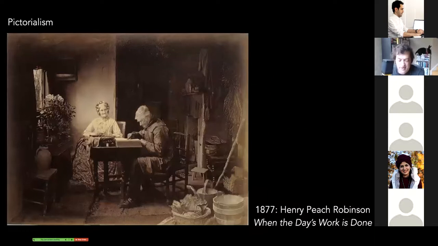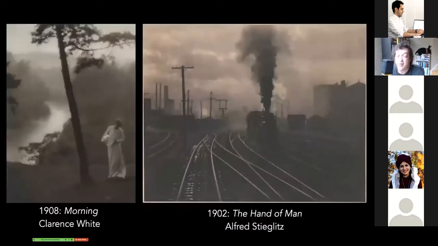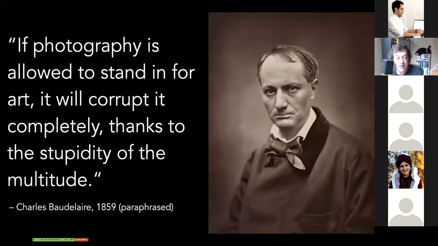And as these techniques developed, photographers found different styles and became more and more appreciated. And it took about 60 years until, I think in 1908, the first museum show showed photography as art. And this is after there had been decades of societies of photographers with their own journals and salons and so on. And they finally got recognition as these works really are considered art. On the other side, there were the traditionalists like the grumpy poet Charles Baudelaire, who wrote in a review of a photography salon in 1859 that if photography is allowed to stand in for art, it will corrupt it completely thanks to the stupidity of the multitude.